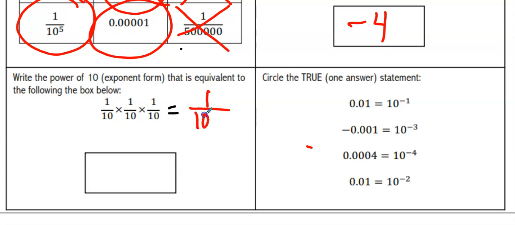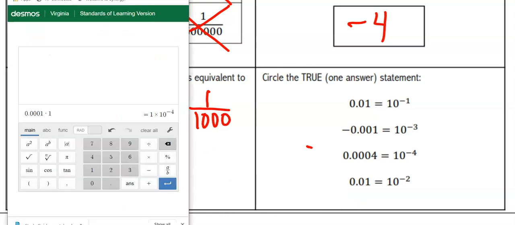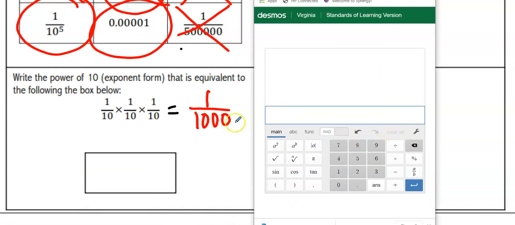And this is 1 over 1,000. Okay. And we might know how to write 1,000th as a decimal and then change it to a power of 10. But let's use our Desmos. So I'm going to show you how you can do that. You can take your calculator, and I'm going to put in the fractions that are given. I'm going to take my fractions. I'm going to take 1/10 times 1/10 times 1.